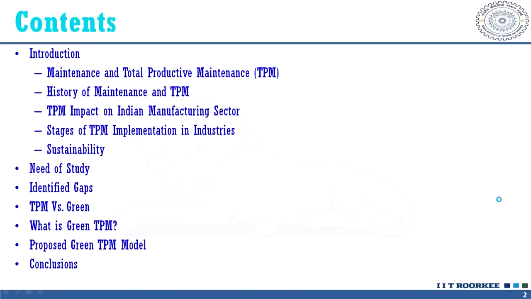So, this will be the flow of my presentation. It will start with the introduction followed by 5 topics: maintenance and total productive maintenance, then history of maintenance and TPM, then TPM impact on Indian manufacturing sector, then stages of TPM implementation in industries and sustainability. Then it is followed by need of study, then the gap identified in the literature, and then TPM versus green, then what is Green TPM, followed by the proposed Green TPM model in this presentation, and at the end the conclusion.